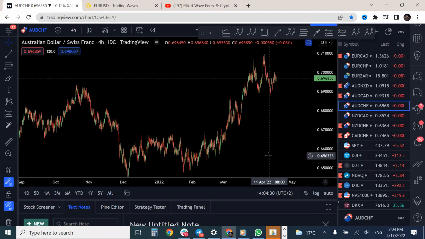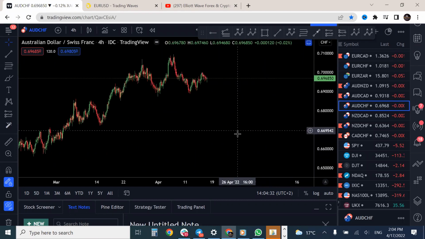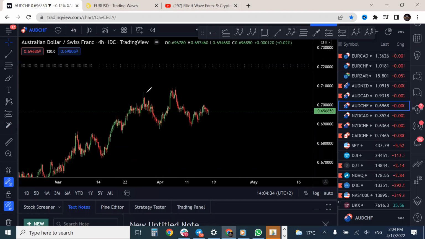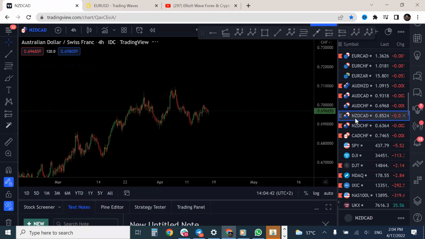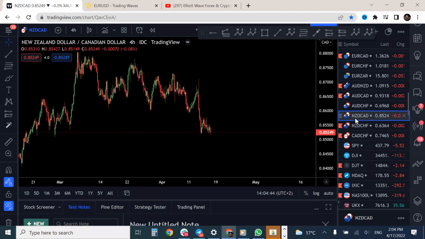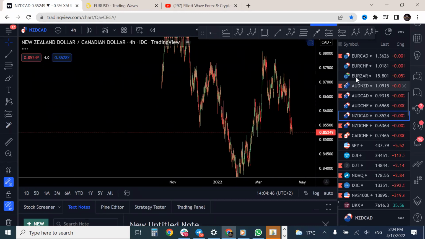Okay, AUDCHF has already made its running flat and we're going to see a bit more upside in the week. 1, 2, 3. Expect this one to at least get back to around these levels. New Zealand CAD. So look at New Zealand CAD, still bearish.